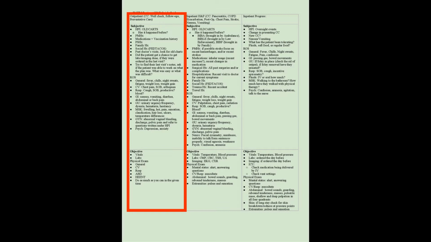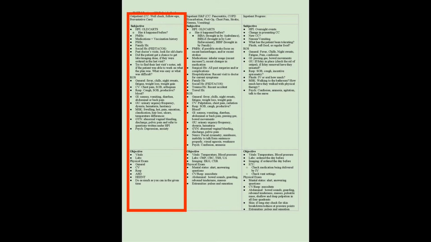Obviously, if they have a chief complaint, approach it with an OLD CARTS HPI. Has it happened before? Always ask about their past medical history, medications they're currently taking, vaccinations, past surgical history. Family history is really important here because that's a lot of the stuff that comes up later in life and you want to avoid those possibilities.